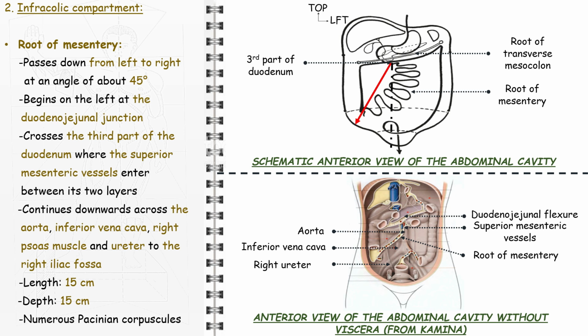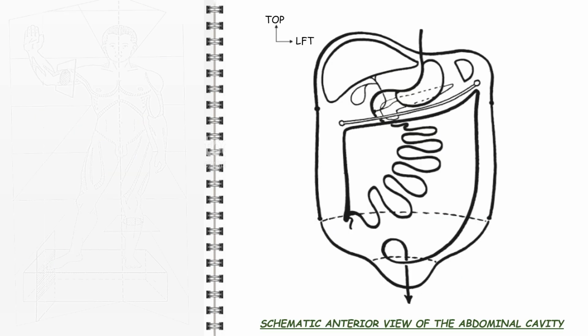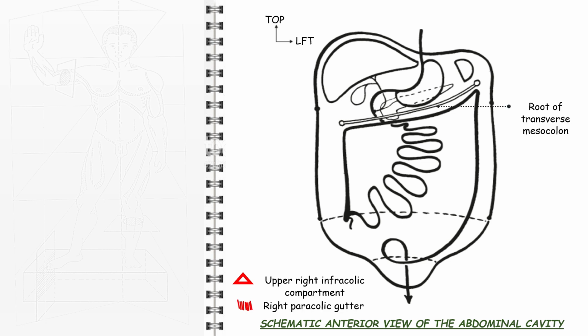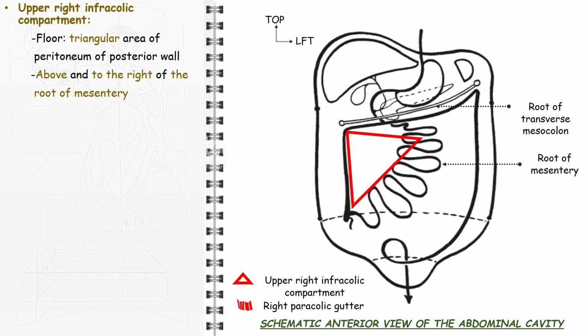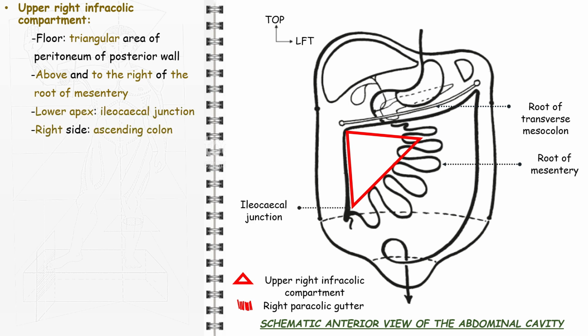on their peritoneal attachments. In fact, if the greater omentum is lifted up and coils of small intestine pressed downwards and to the left, a triangular area of peritoneum of the posterior abdominal wall is exposed, above and to the right of the root of the mesentery. This is the upper right infracolic compartment. Its apex lies below, at the ileocecal junction. Its right side is the ascending colon, its left side the attachment of the mesentery of the small intestine, and its base is the attachment of the transverse mesocolon.